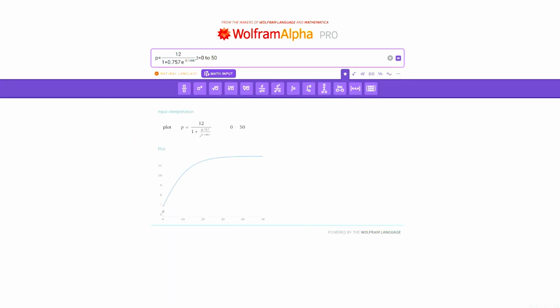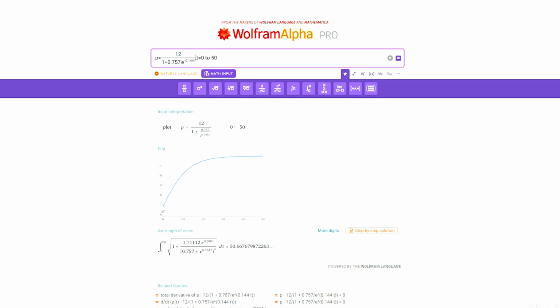And what kind of graph does it give me? There's the graph that I've got. It starts at 6.83 billion, and then over 50 decades, you can see that the graph flattens out. It never gets beyond 12 billion. So that's exactly what our model predicted. It never goes beyond the carrying capacity.